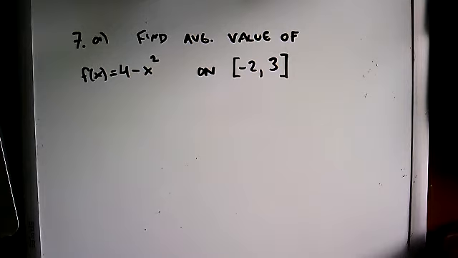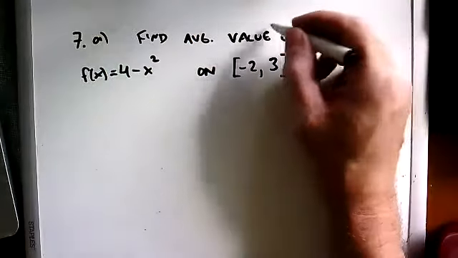I know I've given this example a bunch of times of driving to Missoula or driving somewhere, and my speed varies throughout the course of the trip. The idea is if I want to find my average speed, I could integrate my velocity over however much time it took me and then divide by time. That would give me my average speed. The formula for finding average value is pretty straightforward.